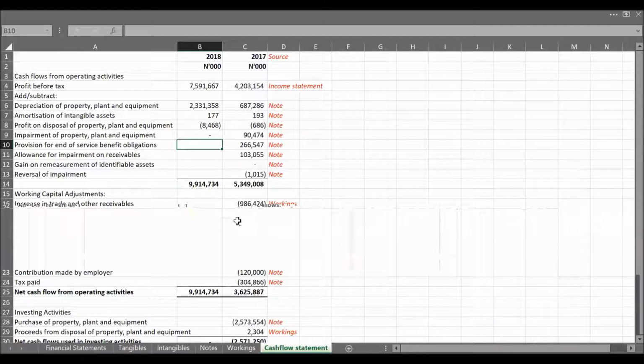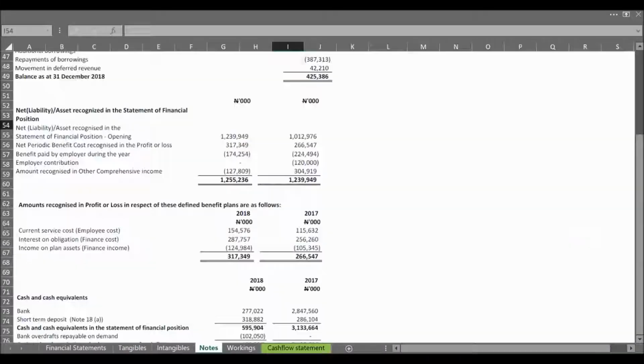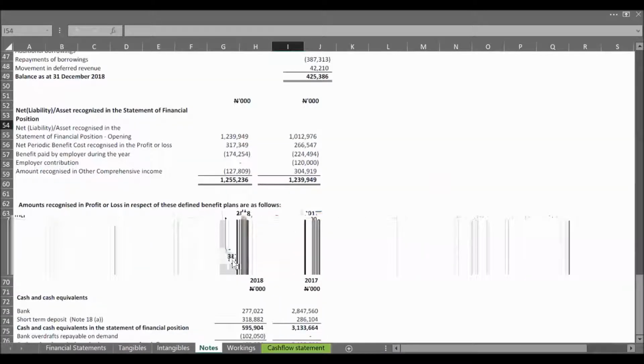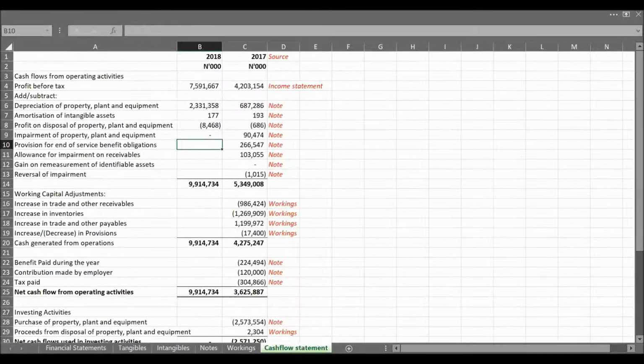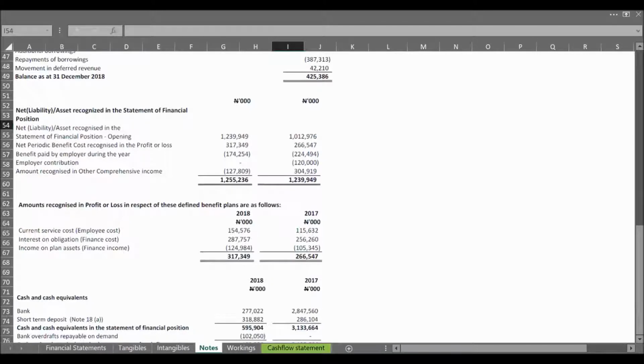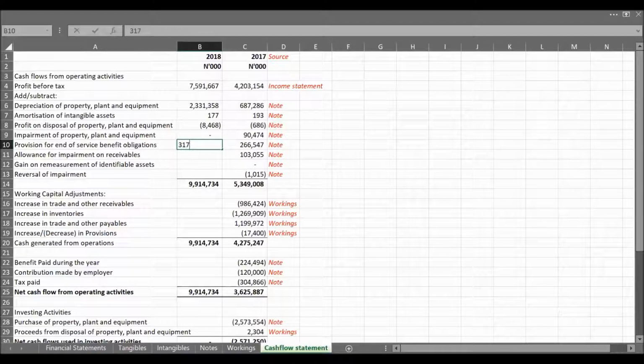Note this was deducted from profits. We're going to add it back because the net position is an expense. The net position is an expense because the liabilities outweigh the benefits that it gets from the plan assets. So it's a net expense. Initially in the income statement it was deducted, but in our cash flow statement, we're going to add it back to profit before tax, which is 317349.